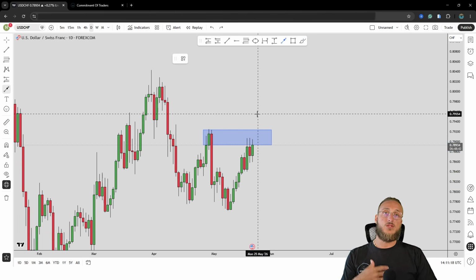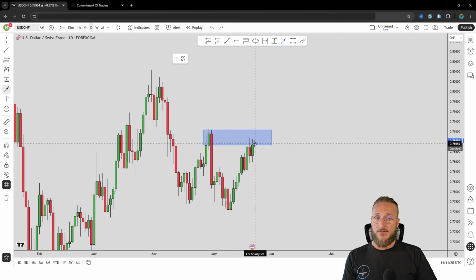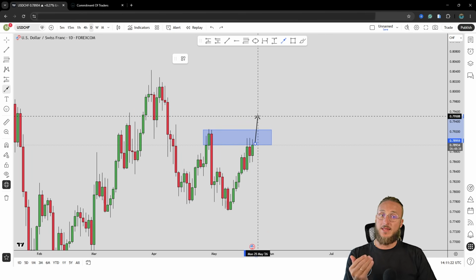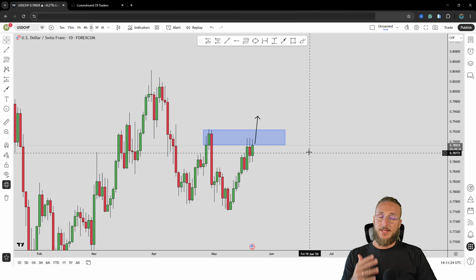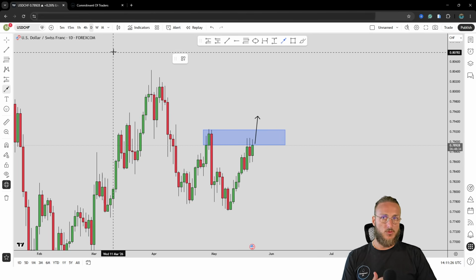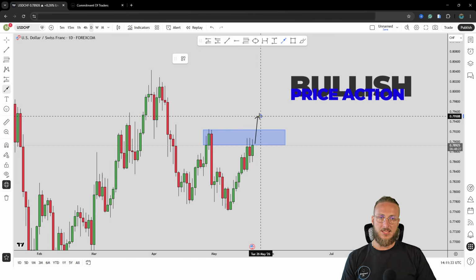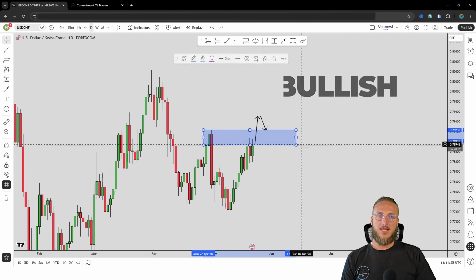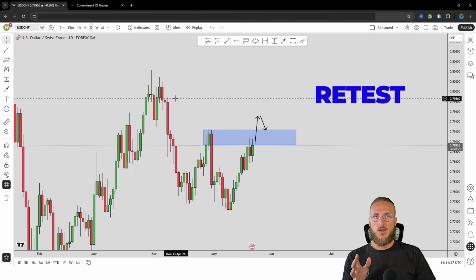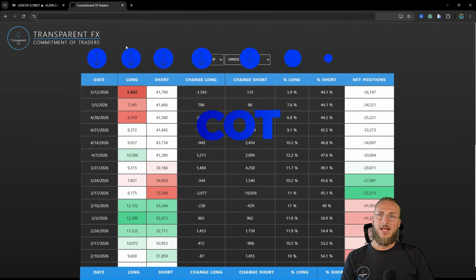However, where things would get interesting is if, and we don't know if the market will do it, but if we get a break above this zone, that is where things get really interesting, because at that point we have the monthly, weekly, and daily time frames all pointing in the direction of more bullish price action. So if we get a break and retest, what would I expect?